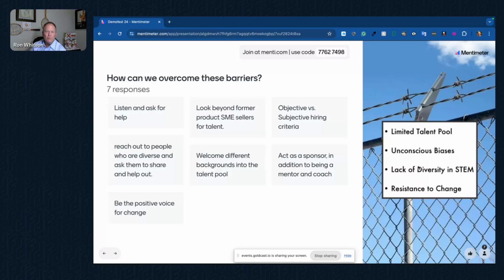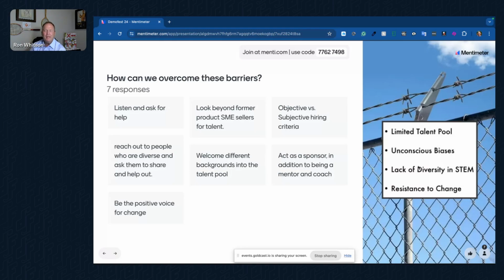Be the positive voice of change. Boy, that's a great aspirational thing. And I do believe that we're doing some of that within the program. And again, hopefully you guys will see that as we kind of go through here. Good stuff. Limited talent pool.